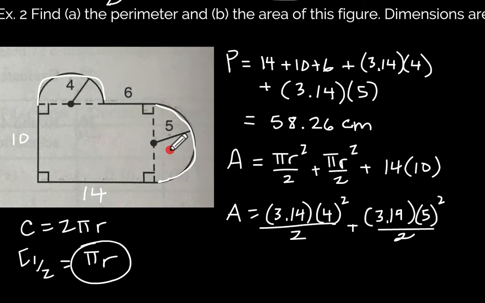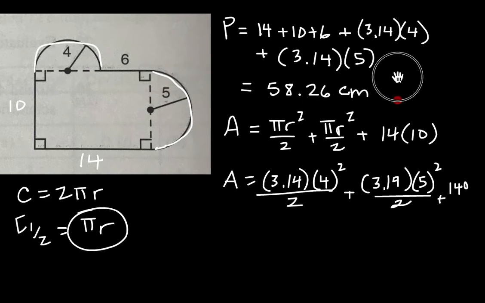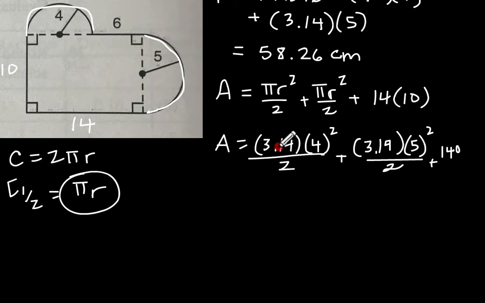That's this half circle. And then we're just going to have our 140. Hopefully that didn't run off the page. All right, you're going to have to use your calculator and do each part of these complicated parts separately. So you're going to take 4 squared, which is 16, in your calculator, times 3.14. Then you say equal, and then hit divided by 2, and you're going to get 25.12. Okay, the next one. 3.14 times 25 equals divided by 2, and you get 39.25. And then we have our 140.